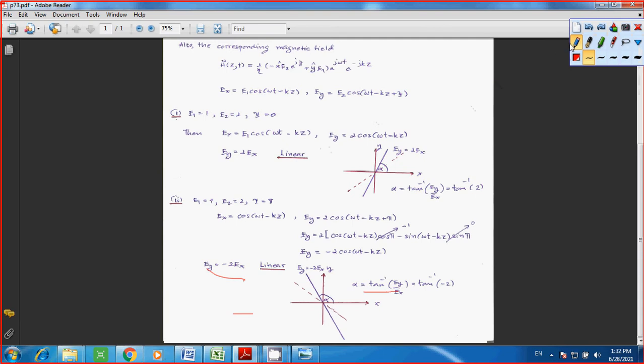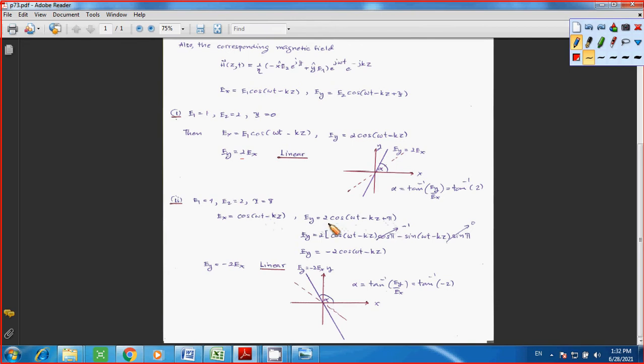With the slope of 2. And you can also look for alpha. That's equal to arctan EY over EX, or in this case it's going to be arctan 2. For E1 equal to 1, E2 equal to 2, psi equal to pi.